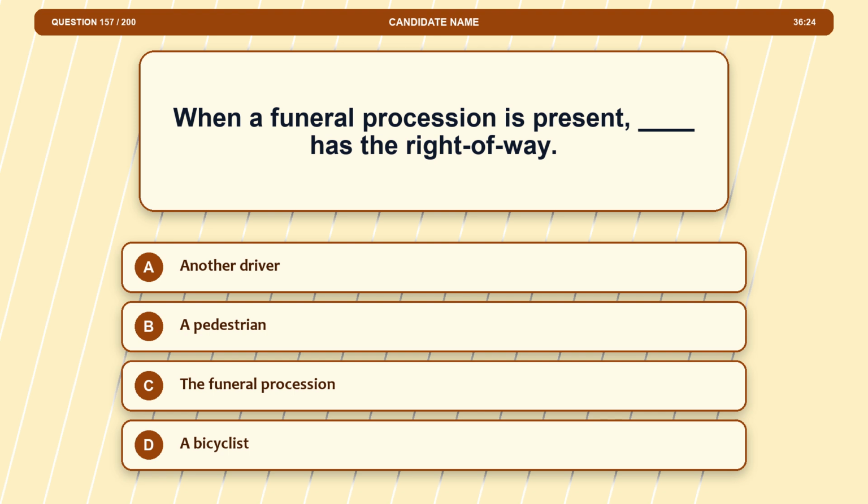Option A. Another driver. Option B. A pedestrian. Option C, the funeral procession. Option D, a bicyclist.